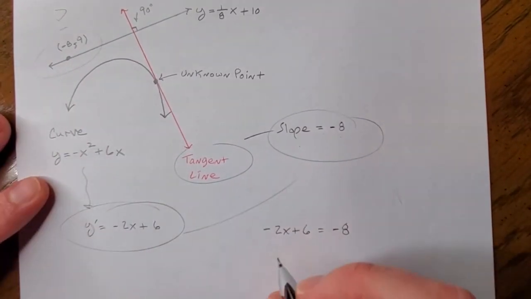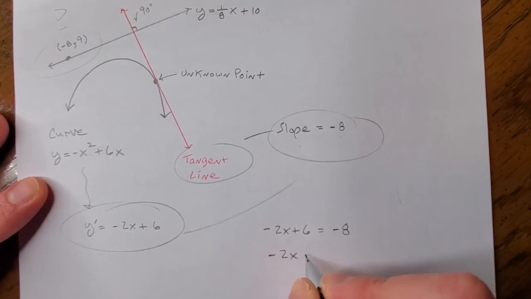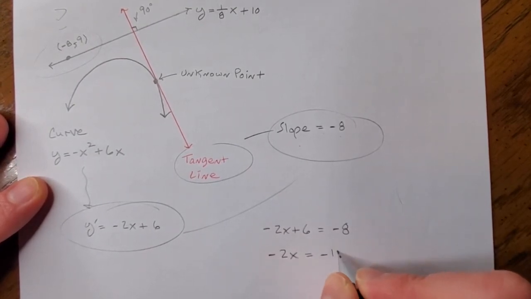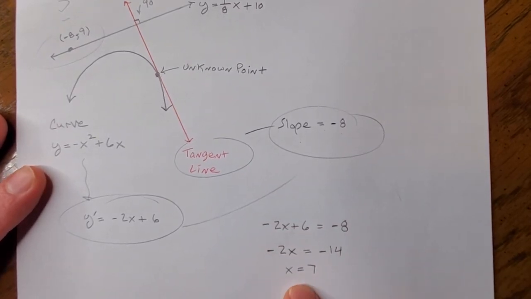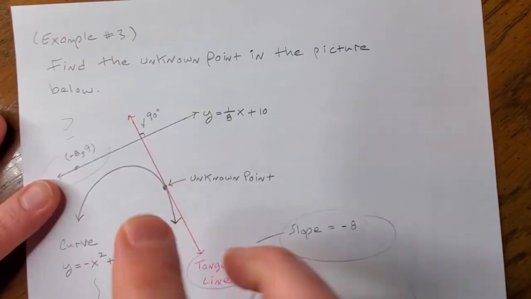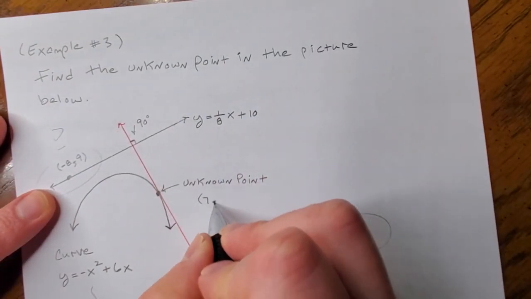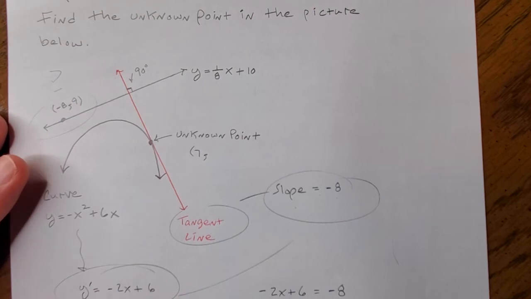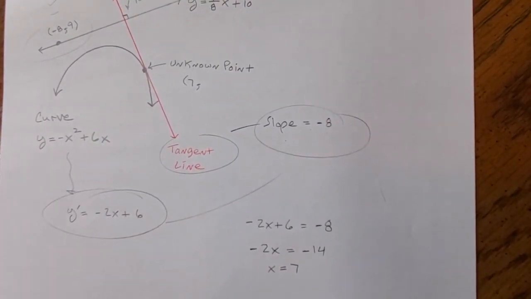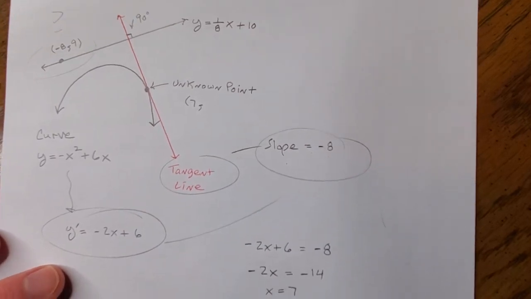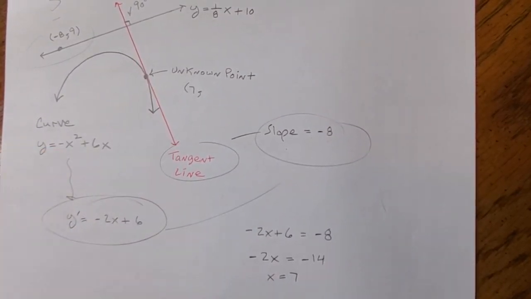Fairly simple algebra from here. Negative 2x, if I add 6 to both sides, it'll be negative 14. And then if I divide by negative 2, I'll get 7. So that's the x-coordinate of this point. Right here, it's 7. What's the y-coordinate? Well, we generally find the y by the equation for the curve if it's known. In fact, the equation of the curve is known to be negative x squared plus 6x.